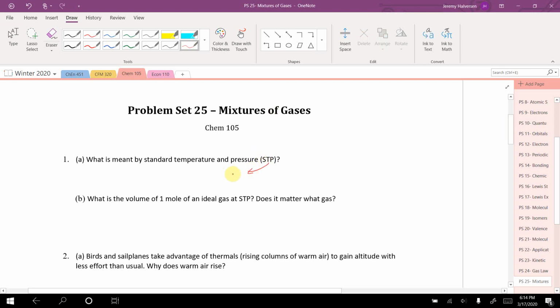Temperature is 0 degrees Celsius or 273 Kelvin. That's standard temperature. And standard pressure is 1 atmosphere. Okay, so you could be given a problem where you're not told the temperature and pressure, you're just told that it's at STP, then you should know your temperature and your pressure.